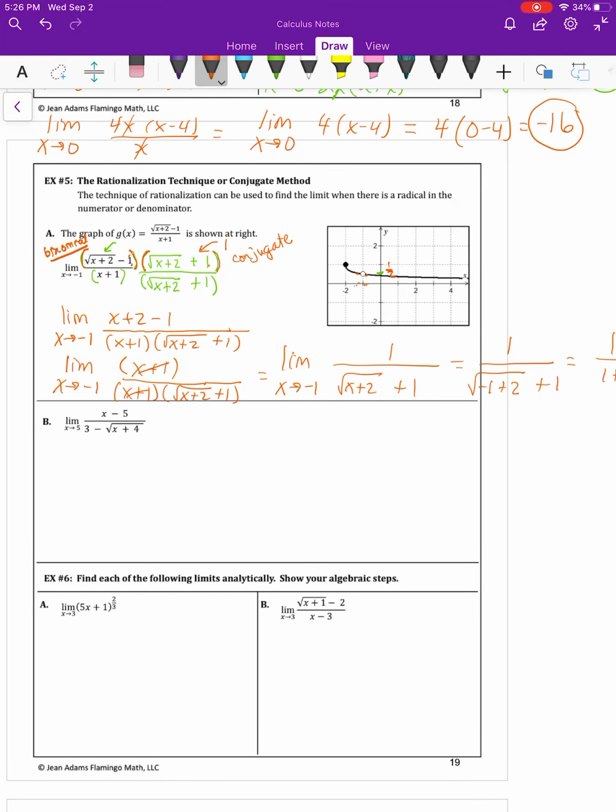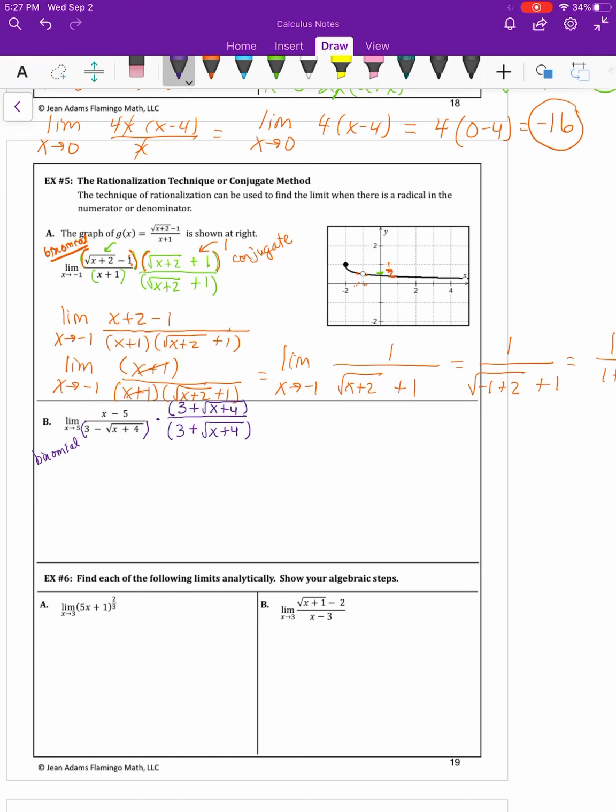And part B, if I put 5 in, I get 0 divided by, and if I put 5 in here, 3 minus the square root of 9, so 3 minus 3, I get division by 0. So therefore, I can't do it. I gotta figure out something else. Well, I notice that I have a square root. So this is my binomial that I'm going to find the conjugate of. So I'm going to multiply by same first term, change the sign of the second term. Okay? And then I have to multiply by a fraction that equals 1.